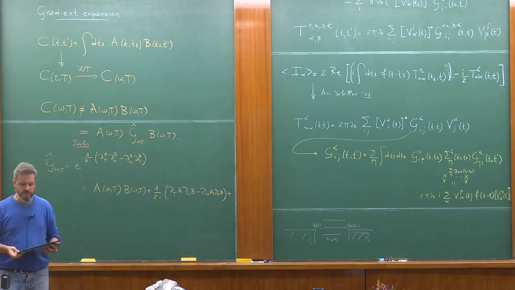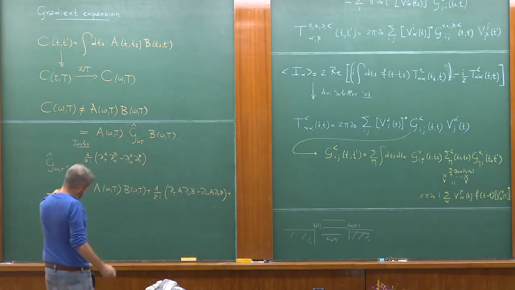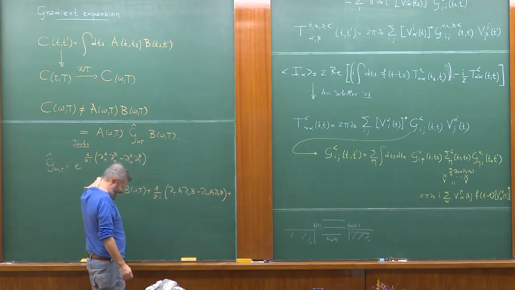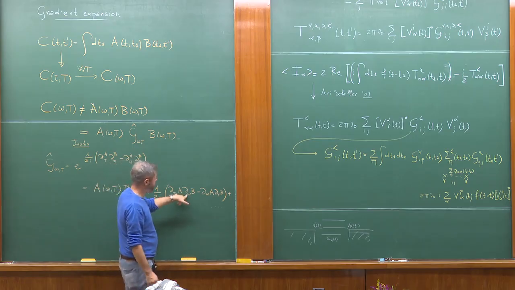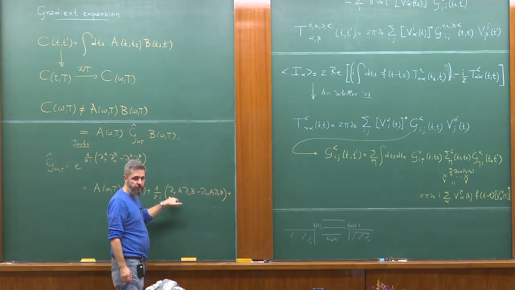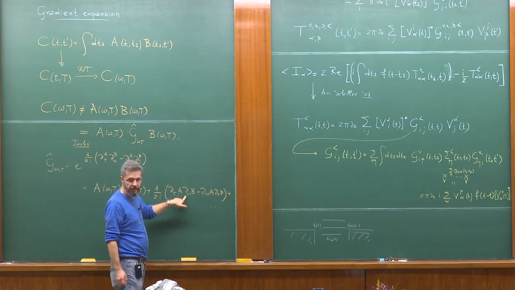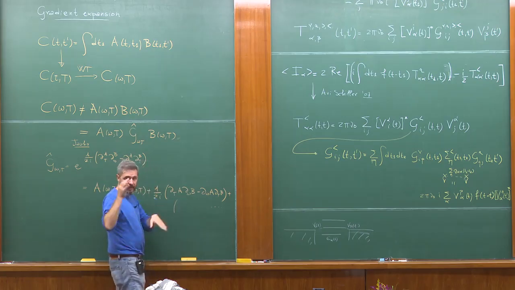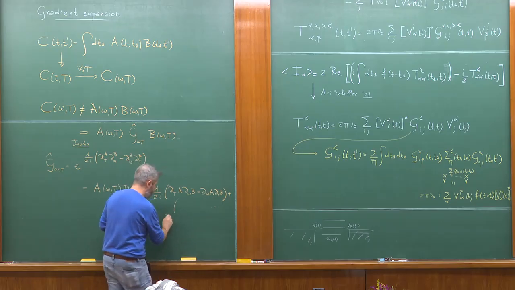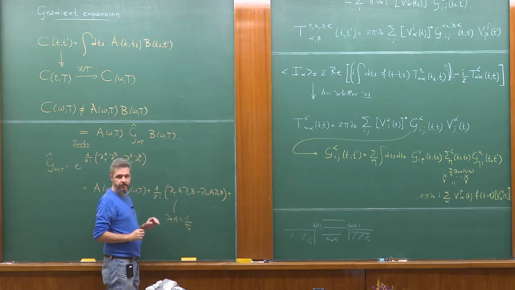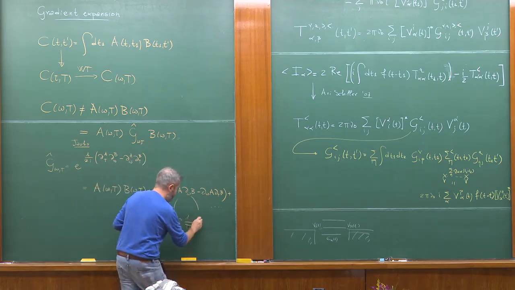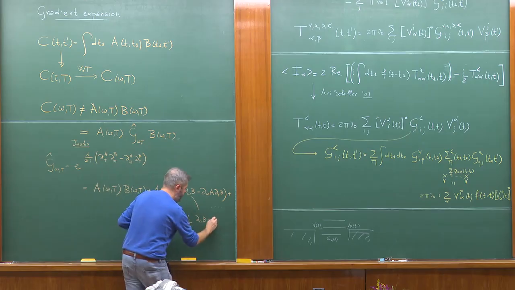Now, what is interesting is that whenever I look at one of these products in which I have a derivative with respect to t and a derivative with respect to omega, if I have a separation of scales, the derivative with respect to t will take down a factor 1 over t naught, while the derivative with respect to omega will take down a factor 1 over gamma.